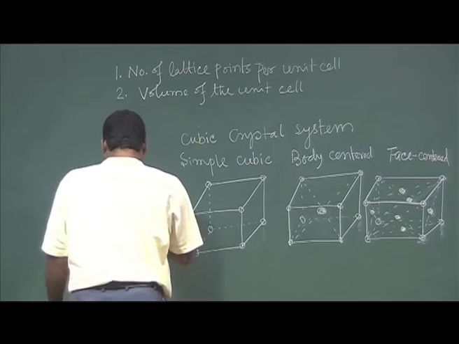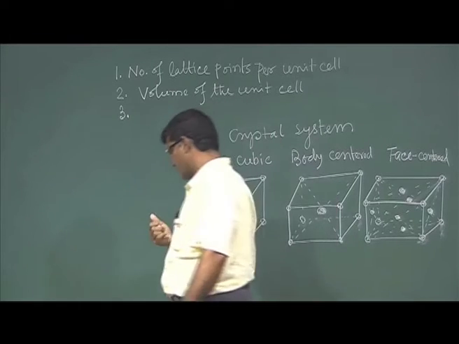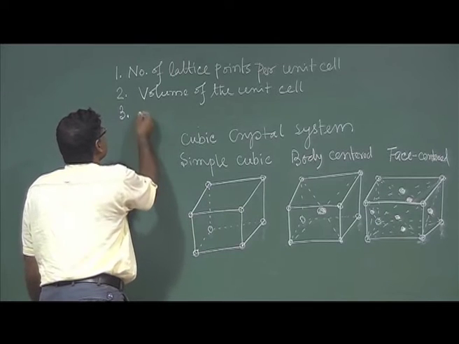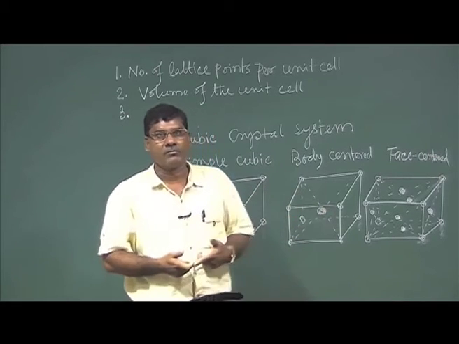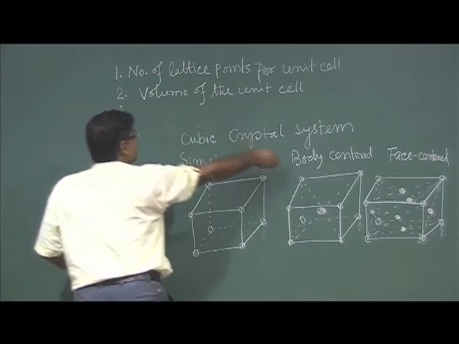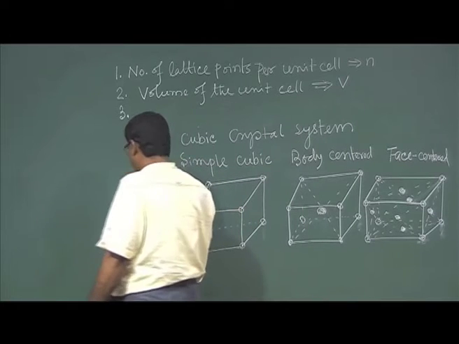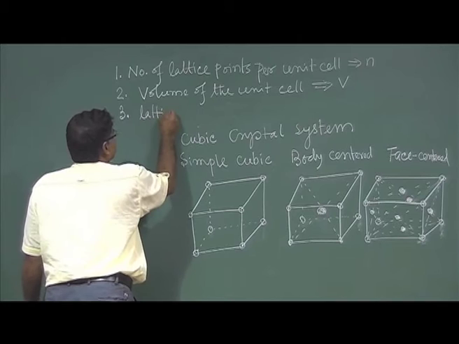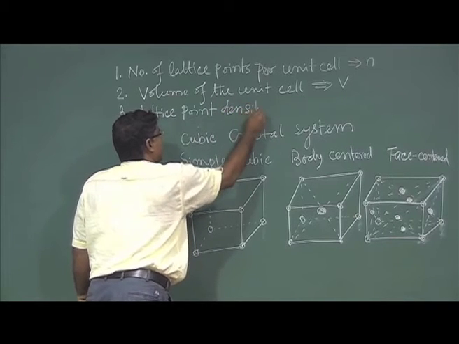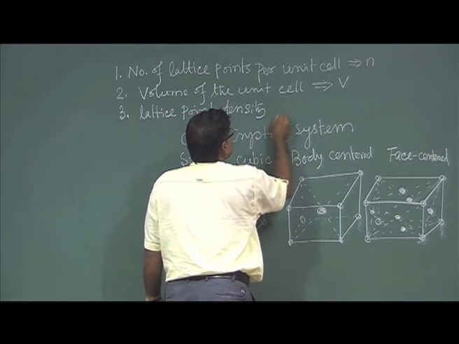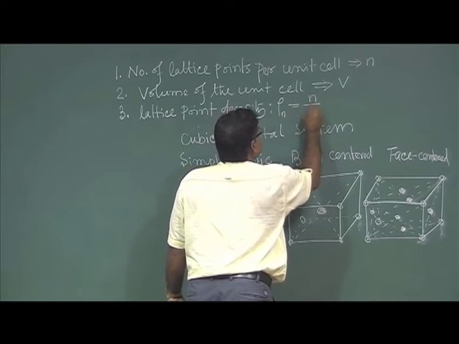Then also one can calculate the number density, that is, how many lattice points per unit volume. If the number of lattice points is n and the volume of the unit cell is V, then the lattice point density in the crystal, say rho n, will be n by V, right.